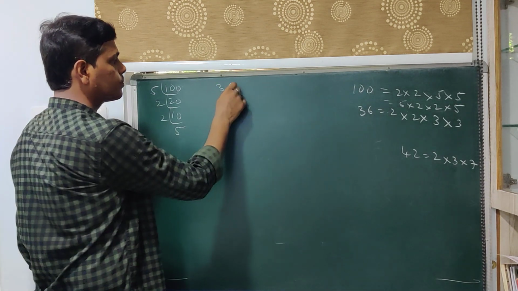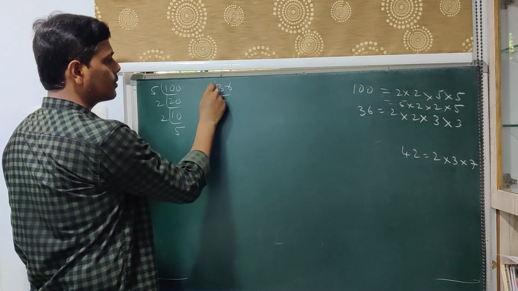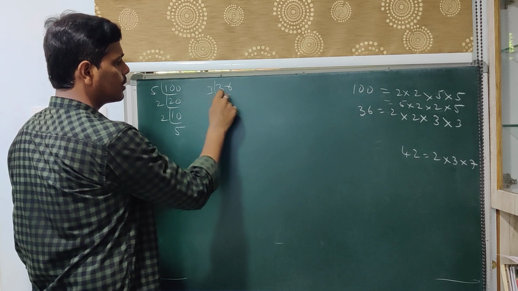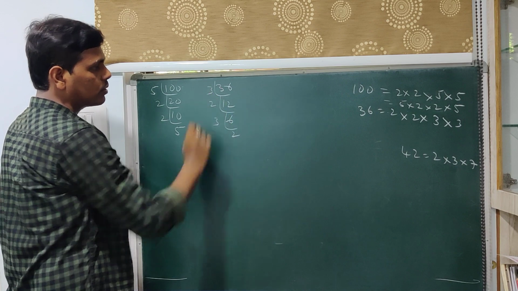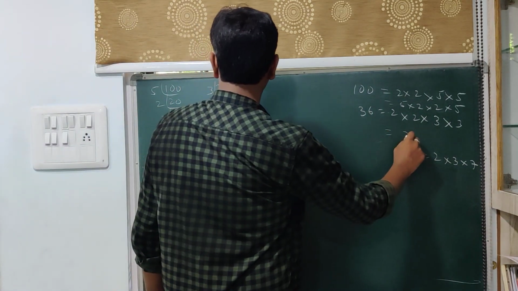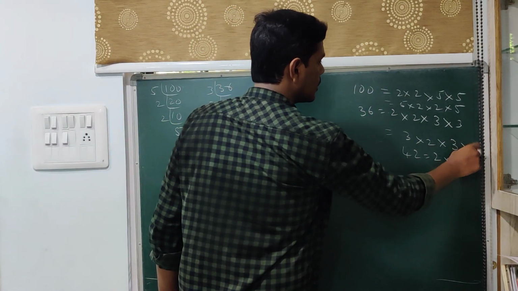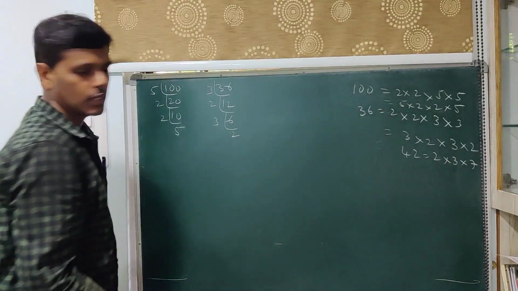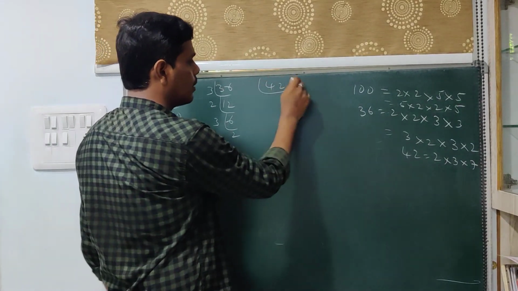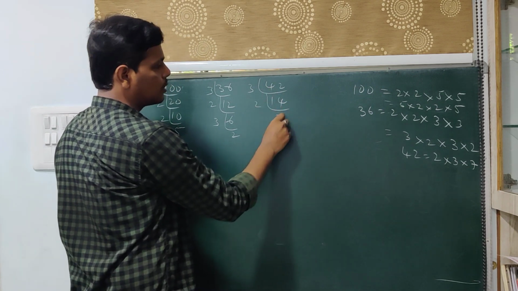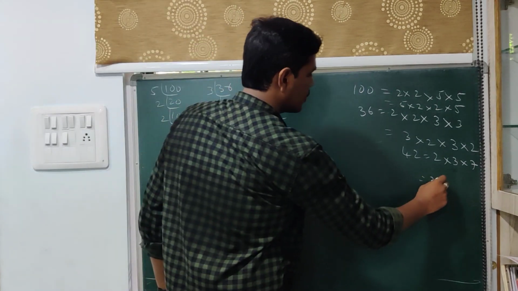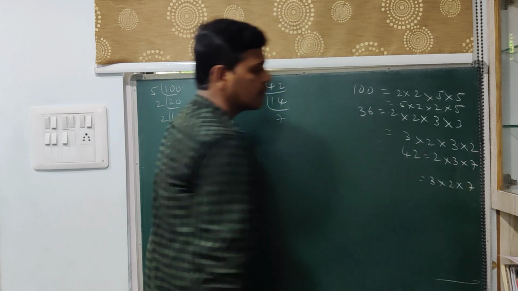Next I will go with 36. 36, I will start with 3. 3 12s are 36. I can go with 2. 2 6s. I can go with 3. 3 2s. So 36 you can write as 3 into 2 into 3 into 2. Now 42. I'll go with 3. 3 1s are 3, 3 14s are 42. I can go with 2. 2 7s. So this is 3 into 2 into 7.